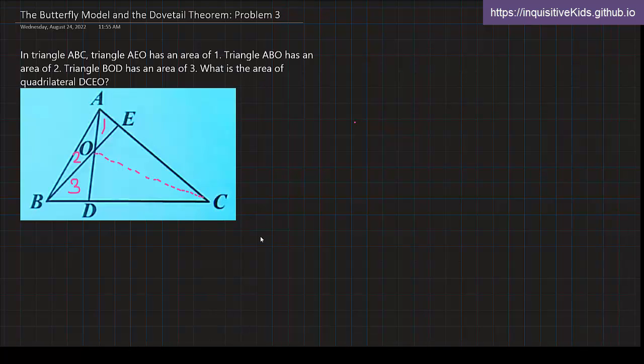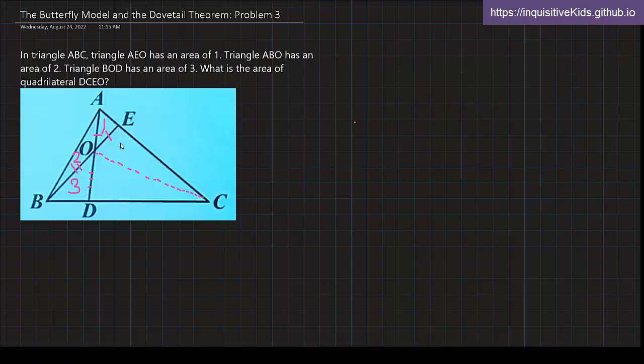Well, now we can apply the Dovetail Theorem. Out of the values we're given, we can find some ratios between line segments. For example, triangle AOB and triangle AOE both share the height AO, but their bases are different. So that's what makes them different. This is 1, this would be 2, so this is 1 to 2. Here would be 1 to 3.